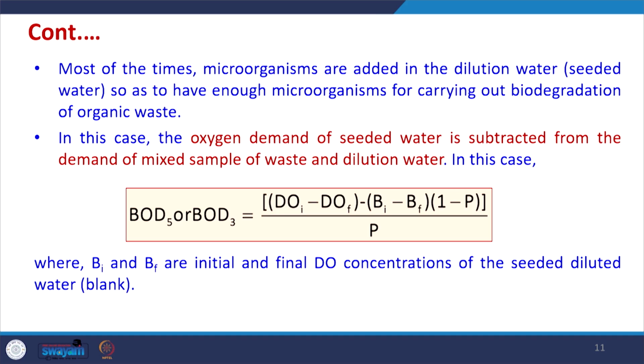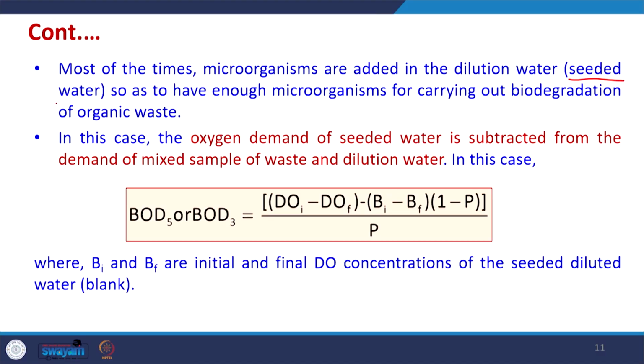Now, there is another condition which may happen, that most of the times the microorganisms may have to be added. The wastewater sample itself may not contain microorganisms. So, under those conditions we need to add microorganisms from outside, and what we do is that in place of pure dilution water we use seeded dilution water. Seeded dilution water means the water which contains microorganisms, and this is done so as to have enough microorganisms for carrying out the biodegradation of organic waste.